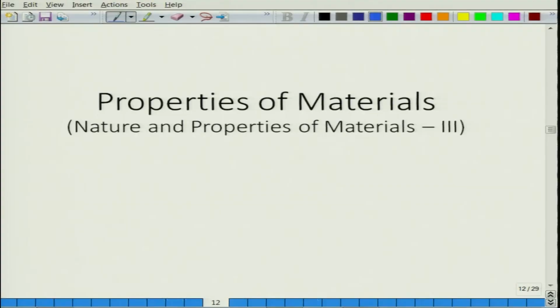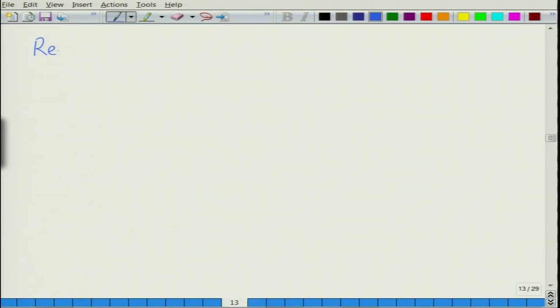Welcome again to the new lecture of this course, properties of materials. So, let us just do a brief recap of what we did in the last lecture. In the last lecture we finished the discussion on elastic behavior, mainly to do with the discussion of properties E, G, K and nu.